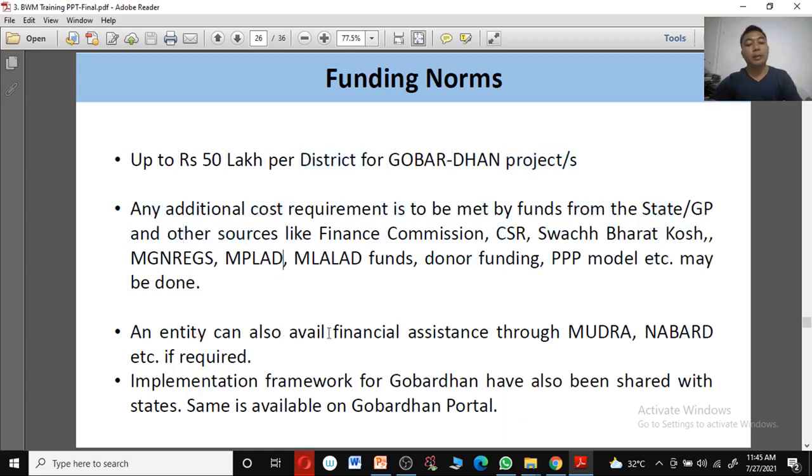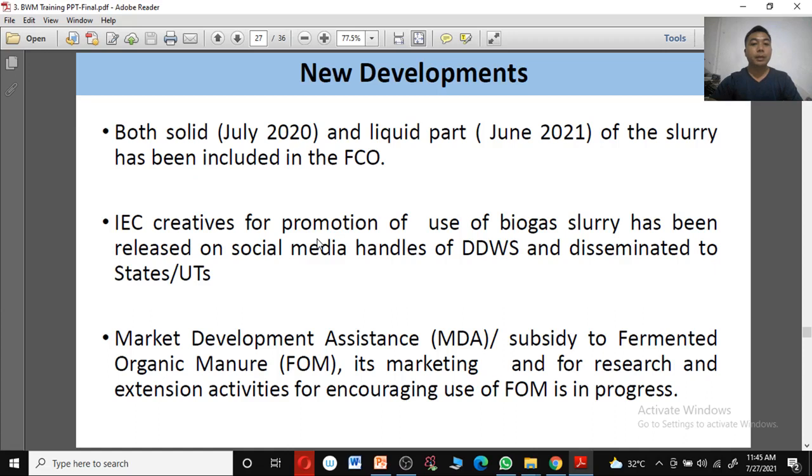Entities can also avail financial assistance through Mudra or NABARD if required. NABARD and Mudra Bank can also come into play in order to achieve the scheme. The implementation framework of Gobardhan has also been shared with the states. The same is available on the Gobardhan Portal. It is a website, the Gobardhan Portal, you can go and check, you will get a lot of information.